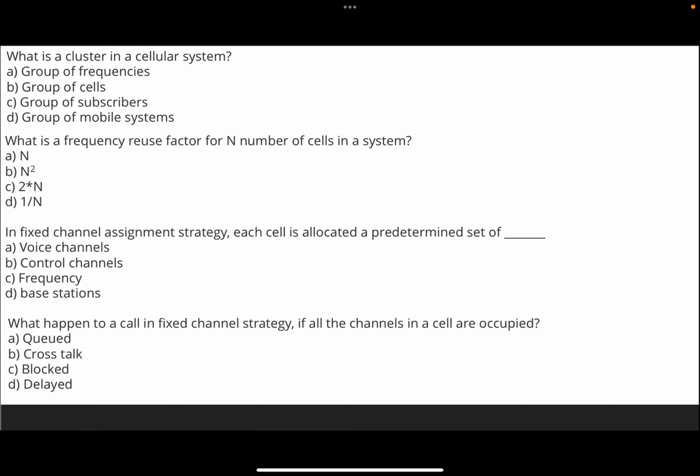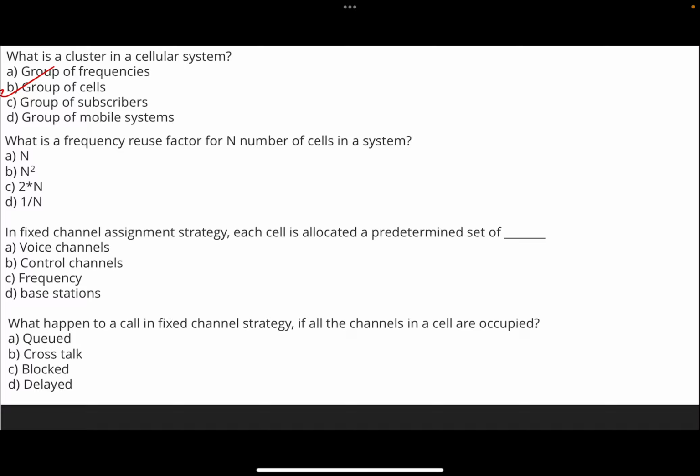What is a cluster in a cellular system? Option A, group of frequencies. Option B, group of cells. Option C, group of subscribers. Option D, group of mobile systems. In a cellular system, a cluster is a group of adjacent cells in which all the available frequencies are used exactly once. So, the cluster in a cellular system is the group of cells.